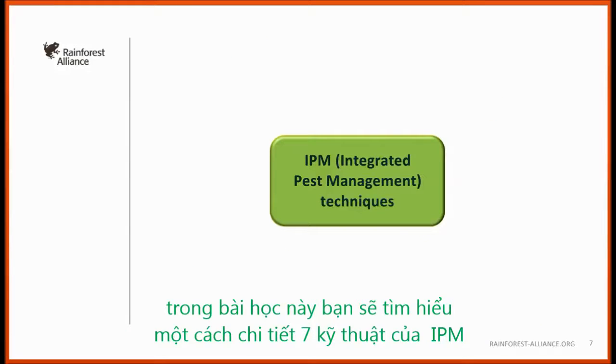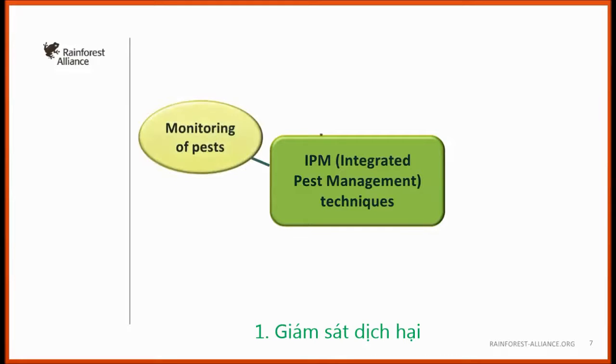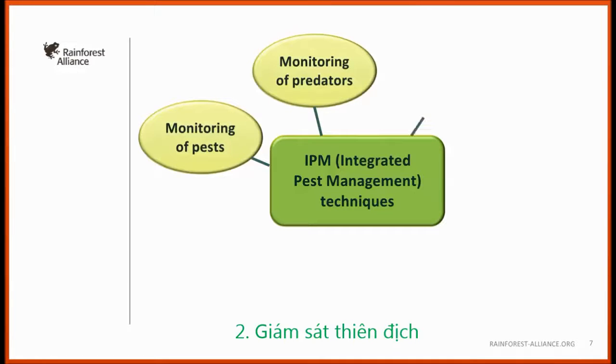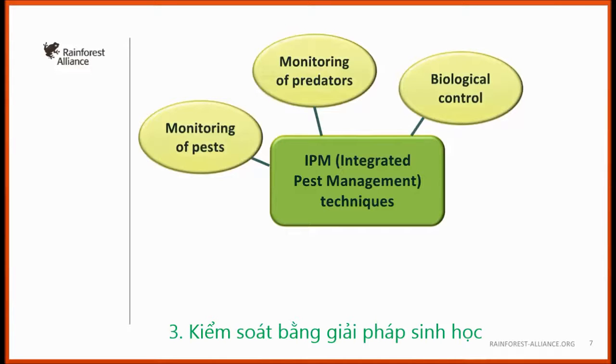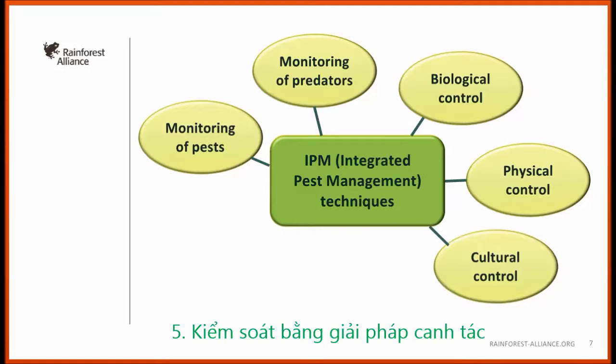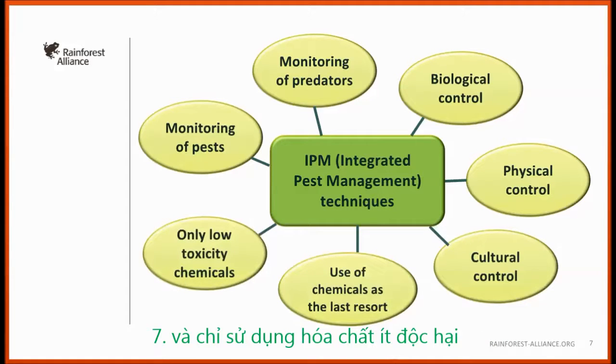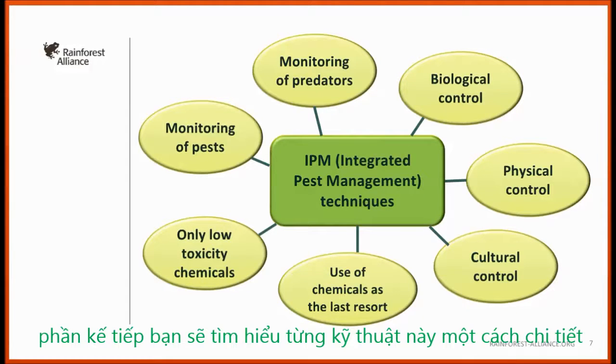In this training session, you will learn about 7 techniques of IPM in detail. First, let us quickly see what those 7 techniques are. Monitoring of pests, monitoring of predators, biological control, physical control, cultural control, use of chemicals as the last resort, and use of only low toxicity chemicals. In the next slide, we will go through each of these in detail.